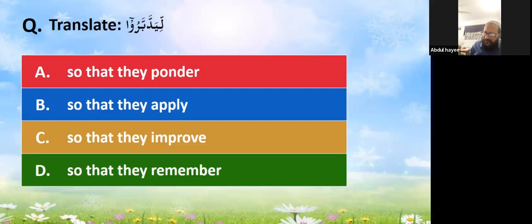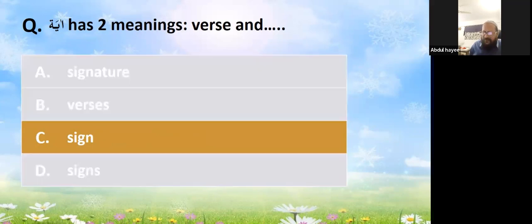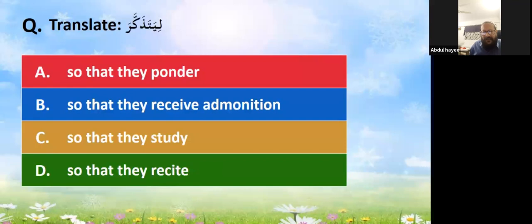A, so that they ponder. Good. Ayah has two meanings: verse and sign. Verses and sign. Okay. Translate liyatazakkur: so that they ponder, so that they receive admonition, so that they study, so that they recite. B, so that they receive.